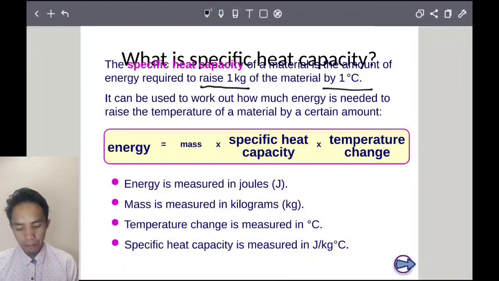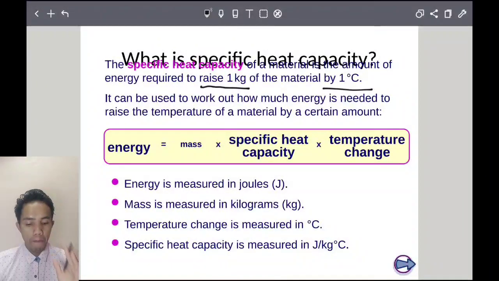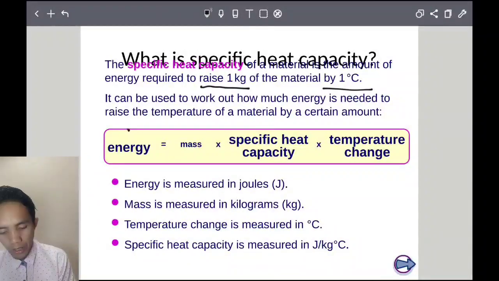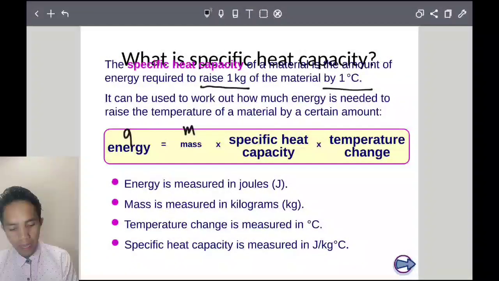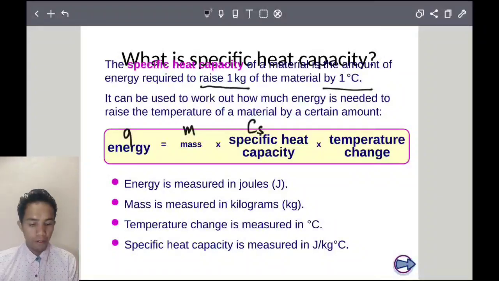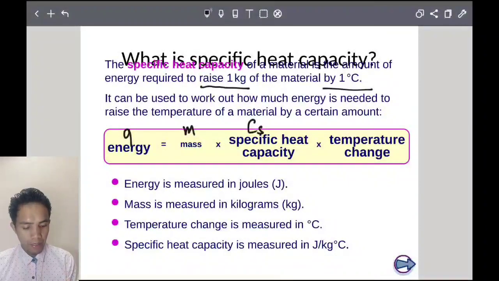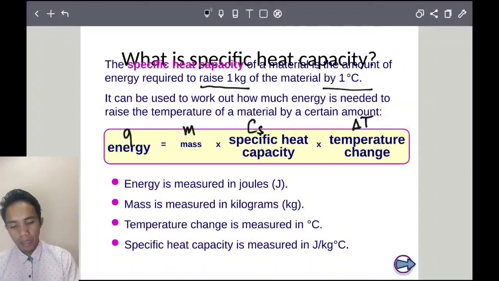Now we have a formula. The formula is energy equals mass times specific heat capacity times temperature change. So we have energy is Q, we have m for mass and c for specific heat capacity, and then delta T for temperature change.